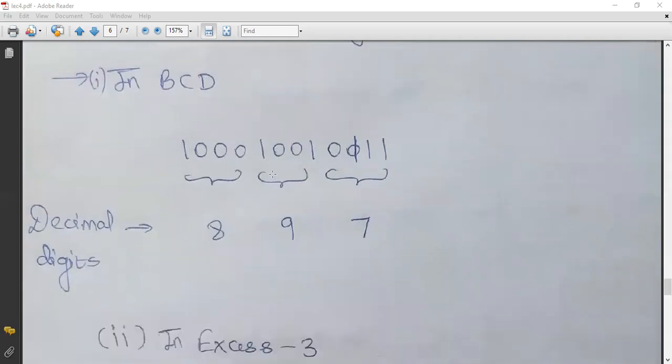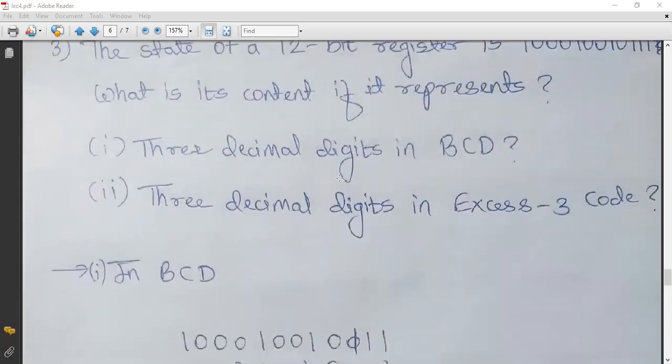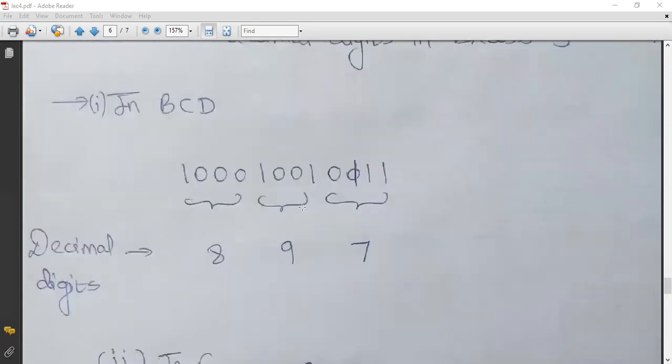Okay, so now let us represent it in decimal form. Let us write its equivalent decimal digits. 1000 is nothing but 8, 1001 is nothing but 9, and 0111 is nothing but 7. So this was in BCD form, and we got its decimal digits as 897. So this binary number is now represented in 3 decimal digits in BCD.